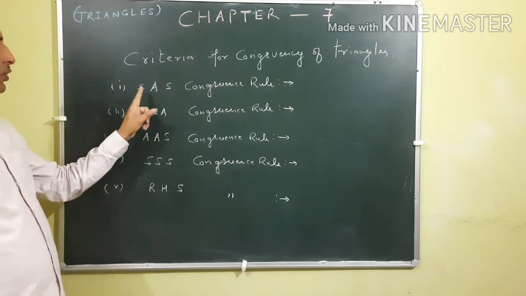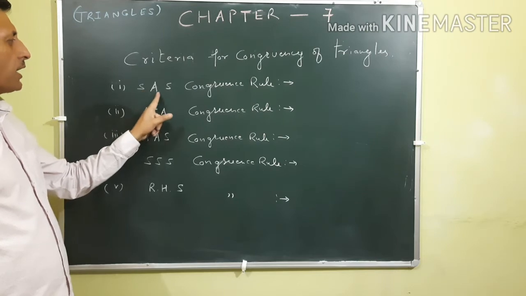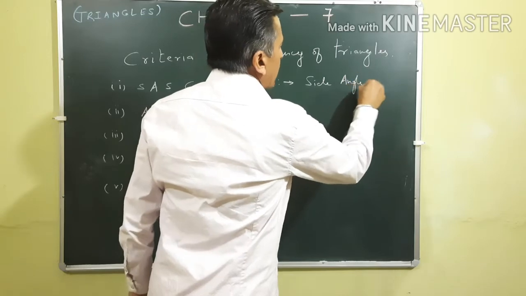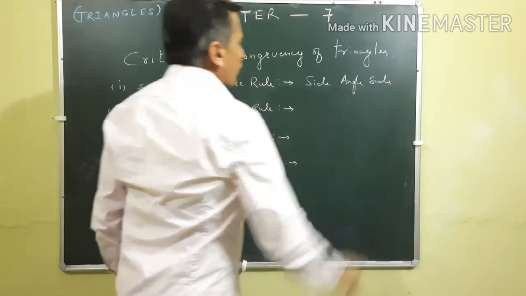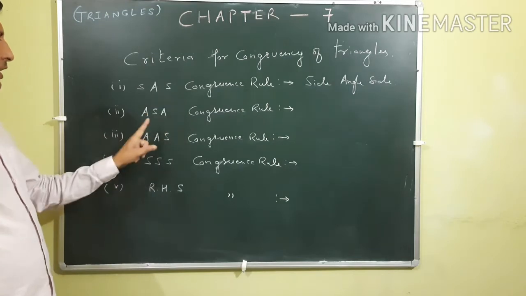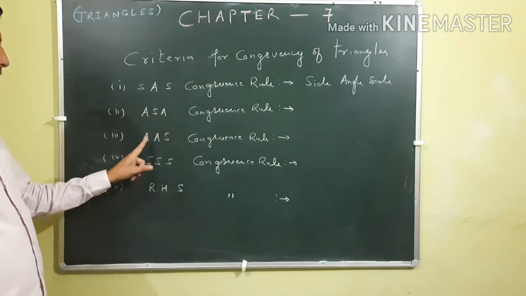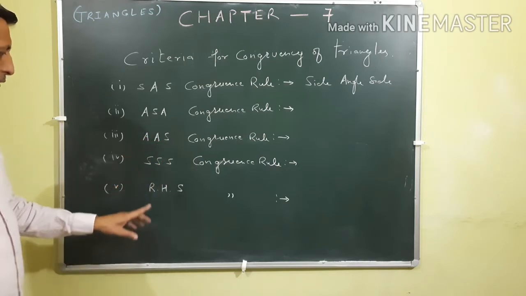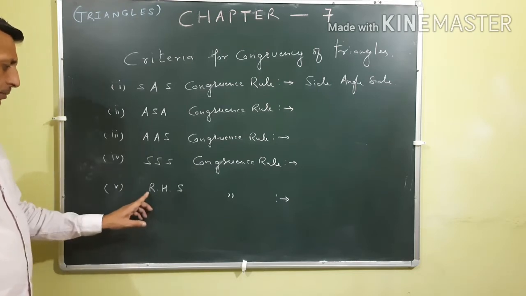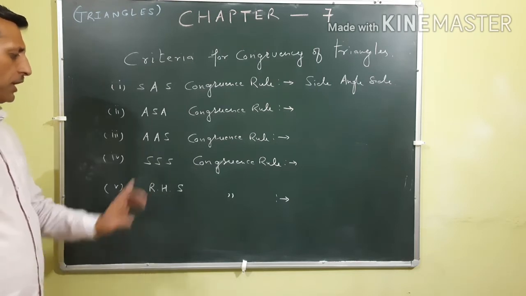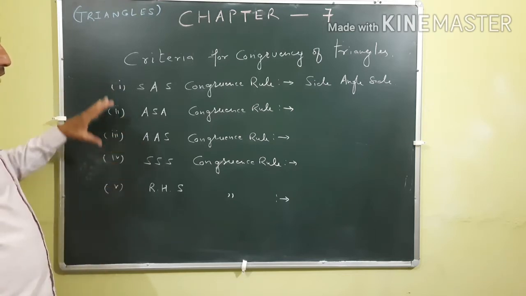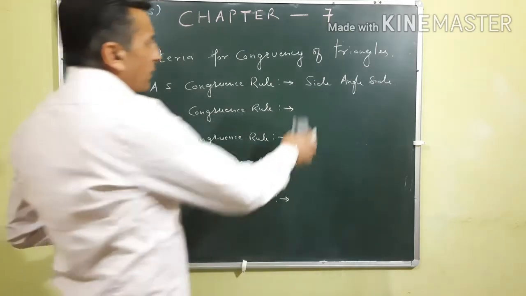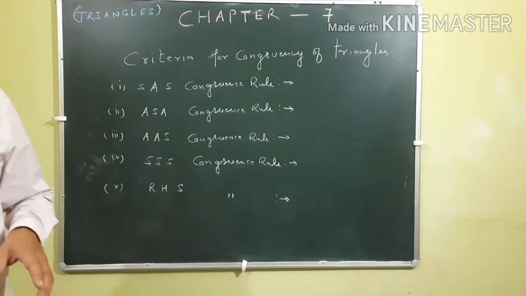Rule number 1 is SAS, meaning side angle side. This is a side, then an angle and a side. So this is called the side angle side rule. Second is the angle side angle rule, and then the third is angle angle side. Fourth is side side side, and number 5 is the RHS rule, sometimes called right angle hypotenuse side. So these are the 5 rules. By these 5 rules, we can show our triangles are congruent. Now I'm going to introduce one by one the meaning of all these rules.